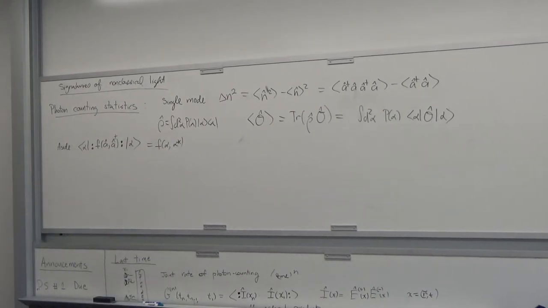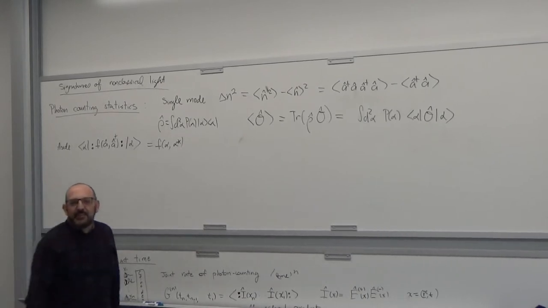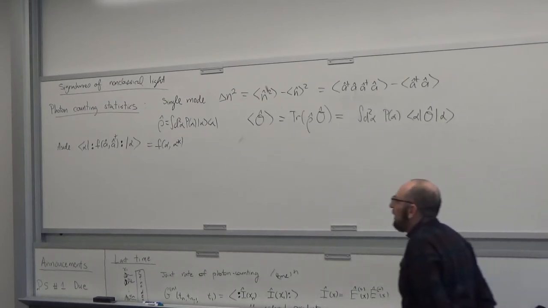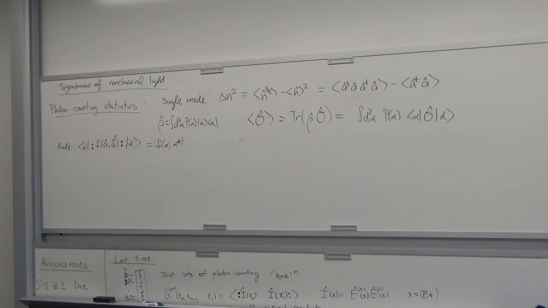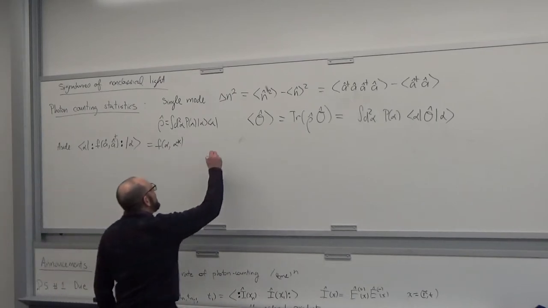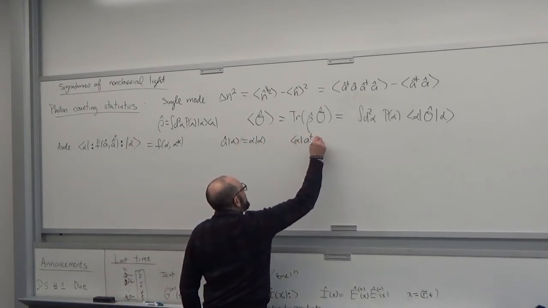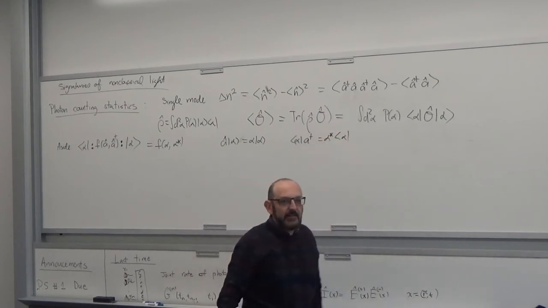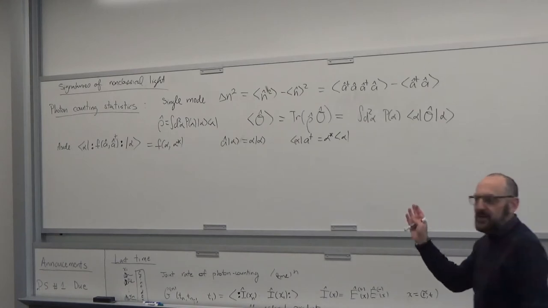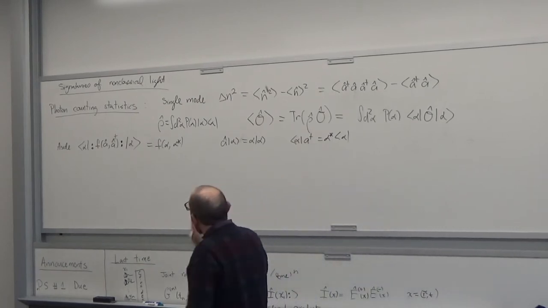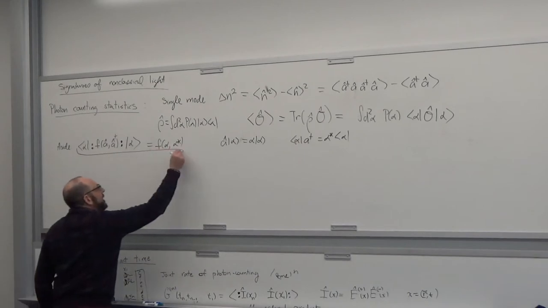Why is that true? I just have to replace all the A daggers with alpha star and all the A's with alpha, whatever function I have, and I can replace the operators by the C numbers. Because all the A's go right, all the A daggers go left. A's can act on alpha, A daggers cannot act on alpha. Excellent. Thank you. So, as we remember, this is true, and thus this is true. So if all the A daggers are on the left and all the A's are on the right, every time I see an A dagger, I replace it by alpha star. Every time I see an A, I replace it by alpha. So that's a very important piece of algebra that we're going to use a lot as time goes on.